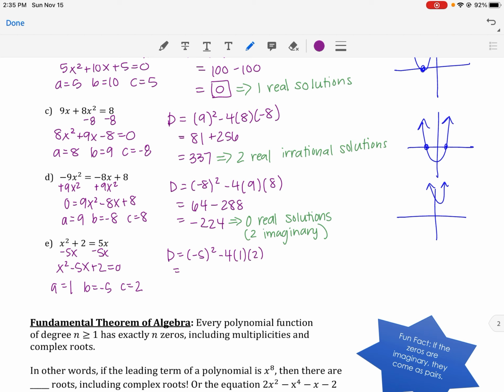So we've got 25 minus 8. 25 minus 8 is 17. Once again, that means since it's positive, there's 2 real solutions, but the square root of 17 doesn't come out to a nice number. It's not a perfect square. So there's 2 real irrational solutions.